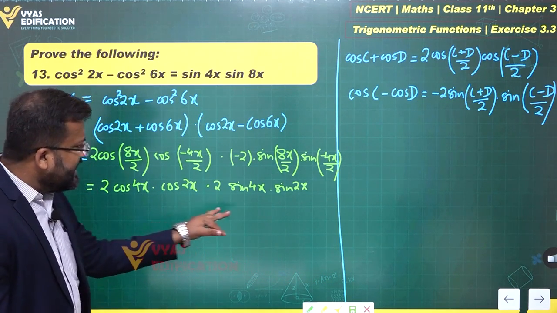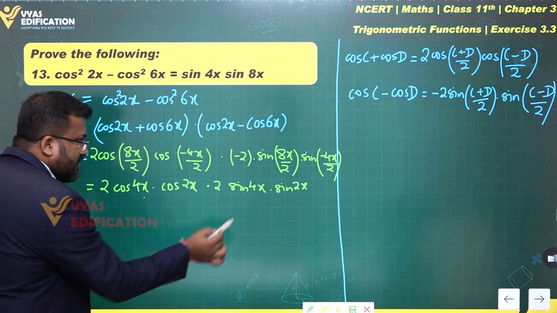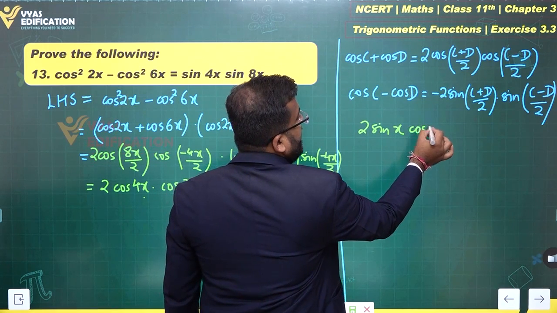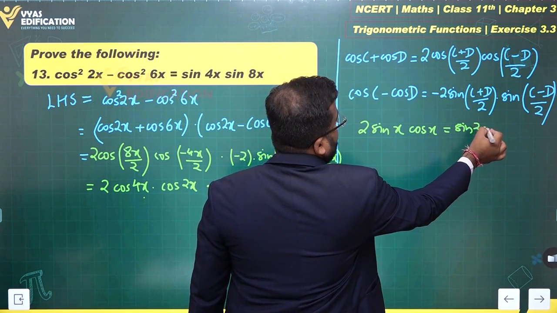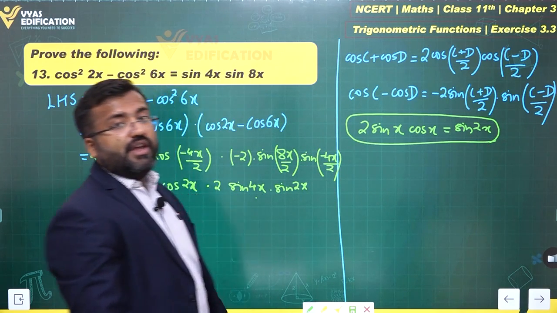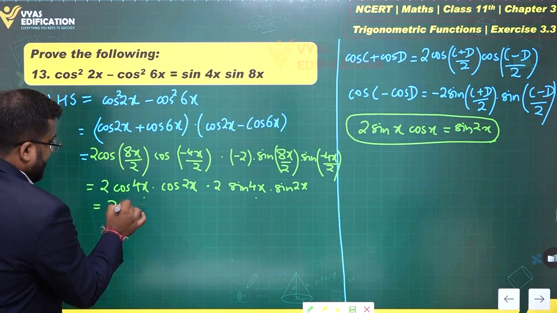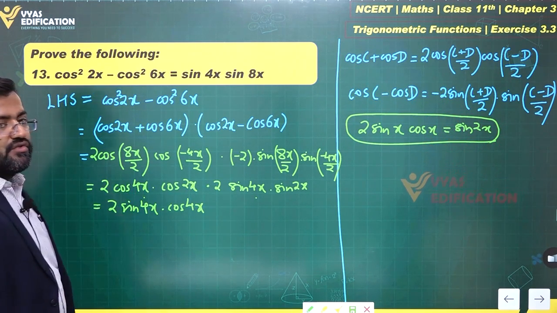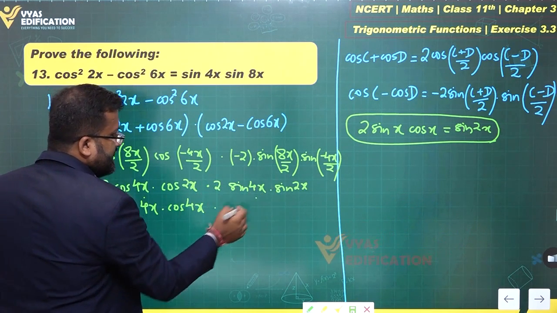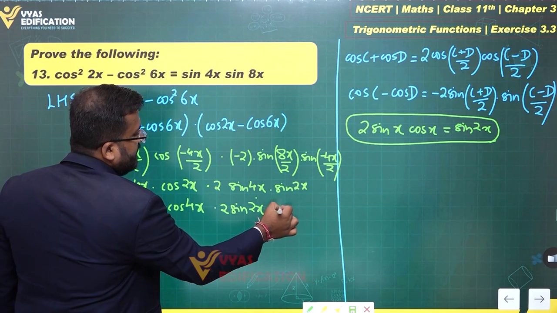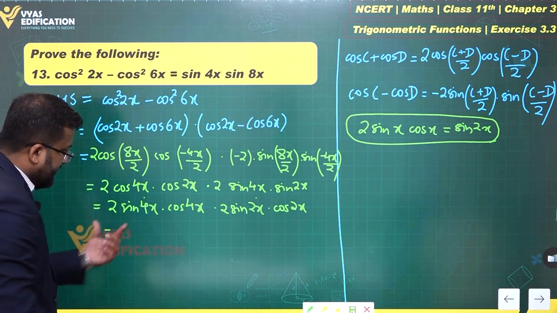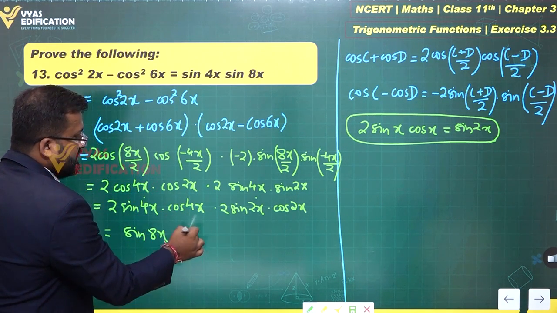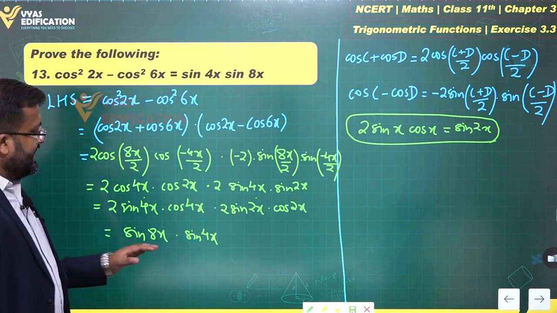What else? We'll have to rearrange some things. What you observe is that cos 4x and sine 4x are there. And we remember one more identity: 2 sine a cos a is sine 2a. So I can write it as 2 sine 4x times cos 4x. What I have done is simply brought the sine 4x over here. What remains is 2 cos 2x sine 2x, which is 2 sine 2x times cos 2x. This converts to sine twice 4x, which is sine 8x, times sine twice 2x, which is sine 4x. This is what I'll get.